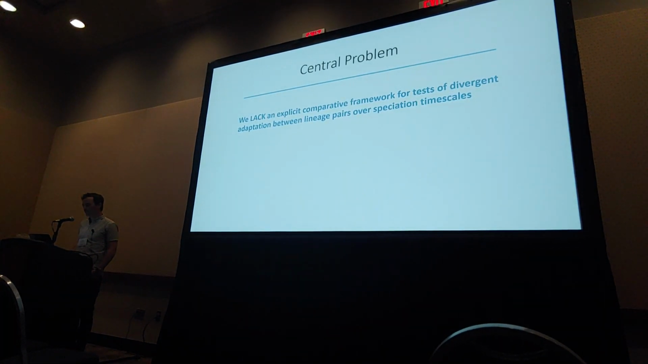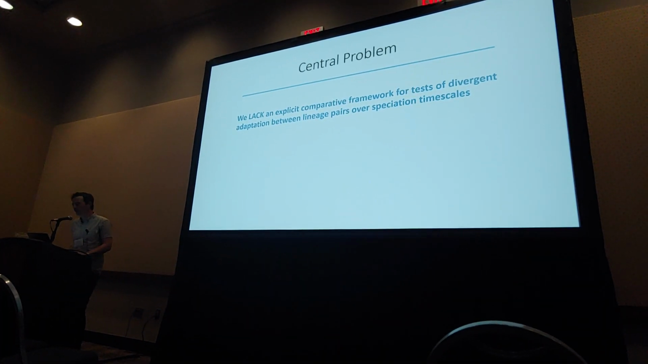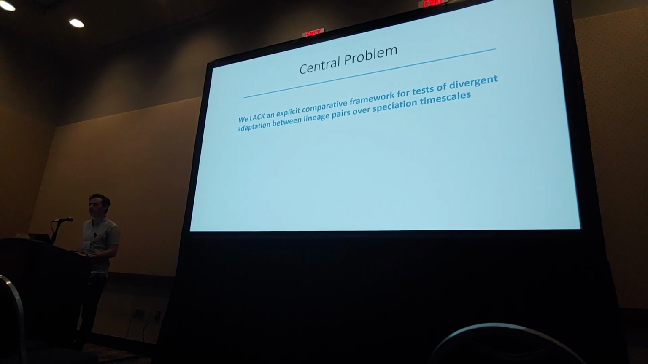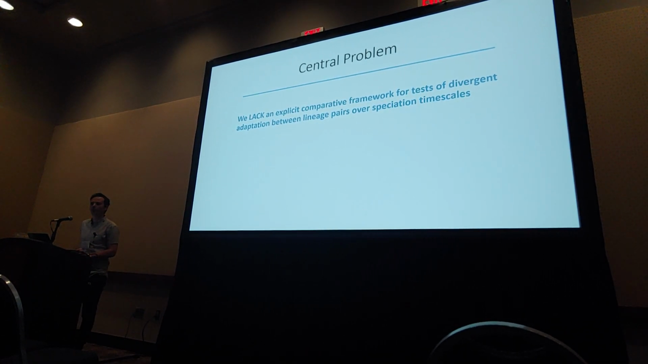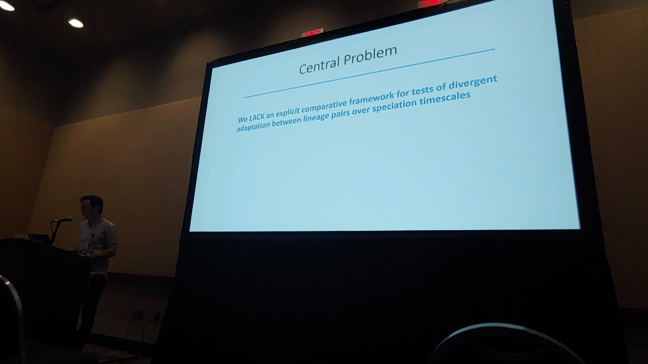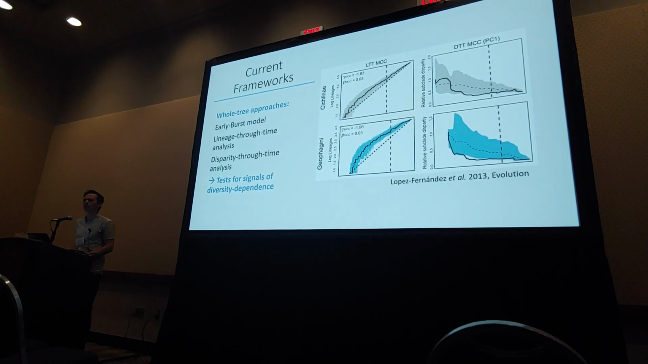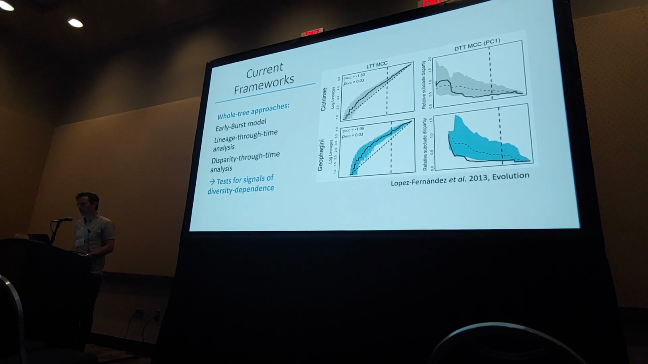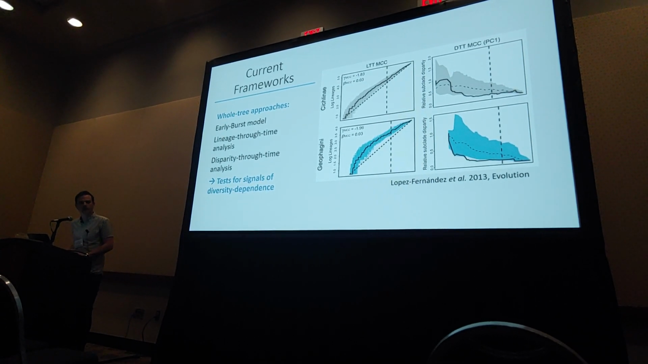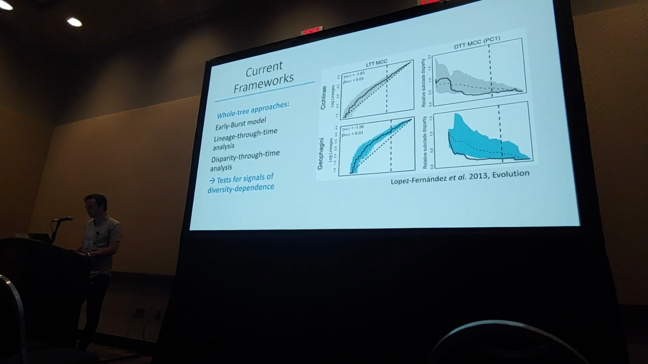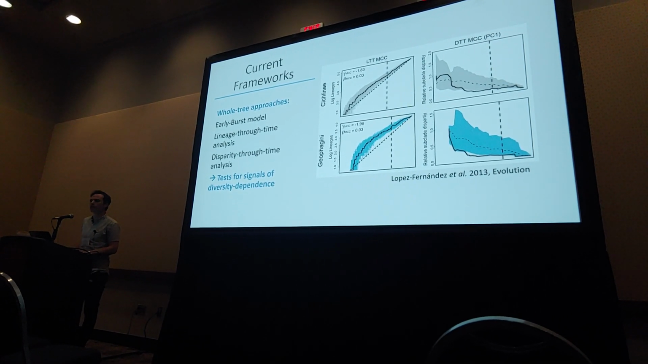And the central problem of the talk is that we lack an explicit comparative framework for testing divergent adaptation between lineages over speciation timescales. We just don't have models for that just yet. What we do have are whole tree phylogenetic approaches that look at adaptive divergence. So this includes the early burst model and lineage through time analysis and disparity through time analysis. And what these tests do is they look for signals of diversity dependence.